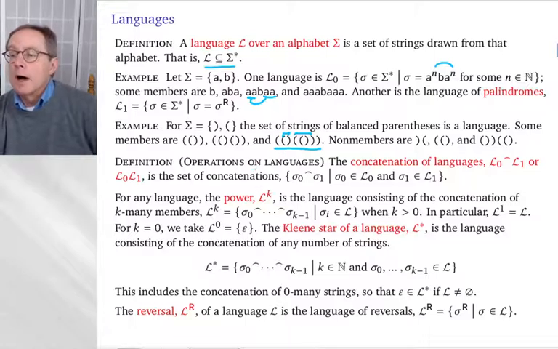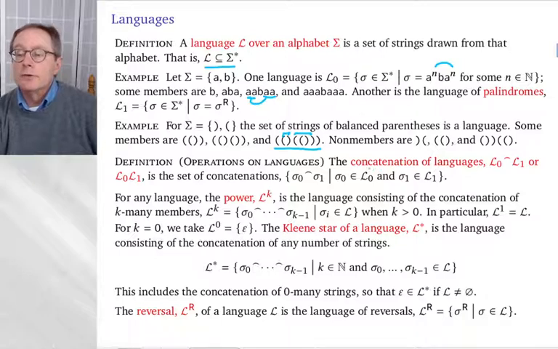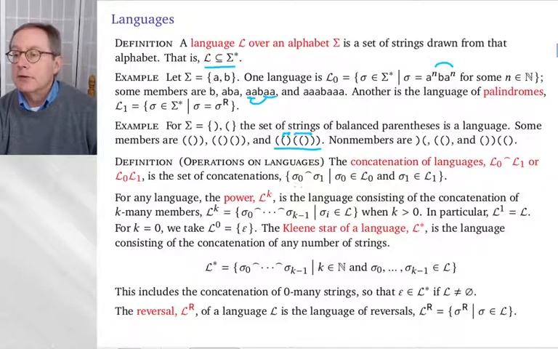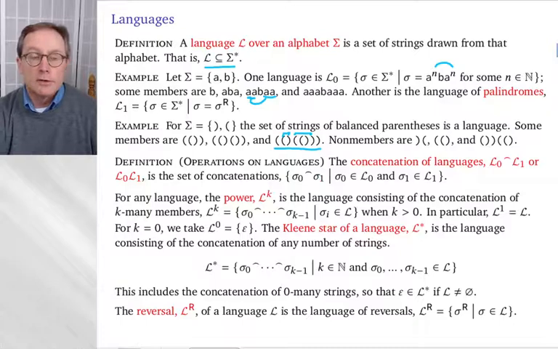Okay, and then operations on languages. We're just going to go through them. The concatenation of two languages is the set of concatenations. So if you give me a first language that consists only of digits and a second language that consists only of the ordinary lowercase letters, well then what's in the concatenation of the languages will be strings that start out with digits and end with lowercase letters.